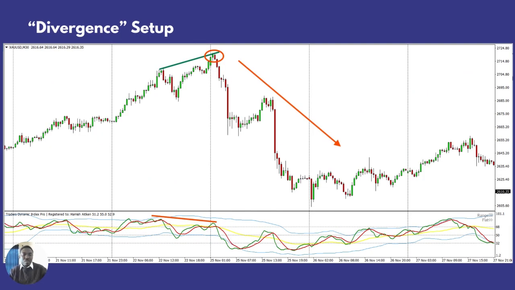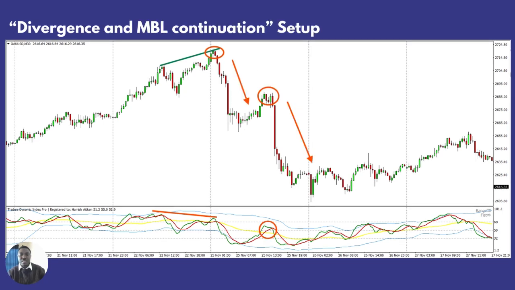So the divergence setup. Remember, this is also a case for a sell. You can see that the chart is making higher highs and our TDI is showing a lower low. So that is a signal for a sell. That is a sell setup. And so you can use your TDI to spot divergence. So let's look at the next setup.